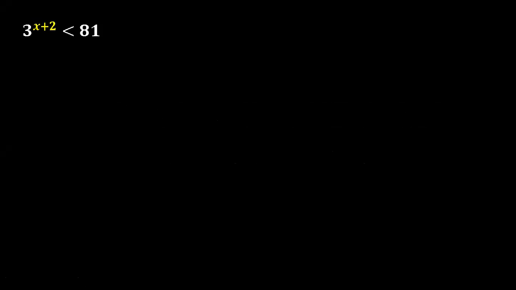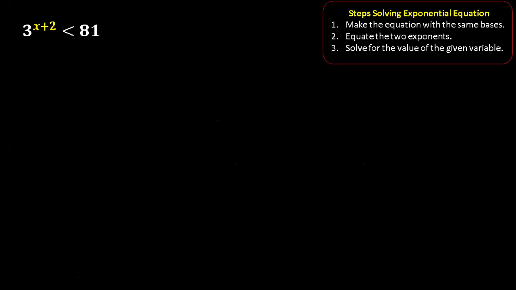Solving exponential inequalities. First example is 3 raised to the power of x plus 2 less than 81. So same process, we need to have the same base. 81 is just equivalent to 3 raised to the power of 4, because 3 squared is 9, 3 cubed is 27, and 3 to the power of 4 is 81. So same base.